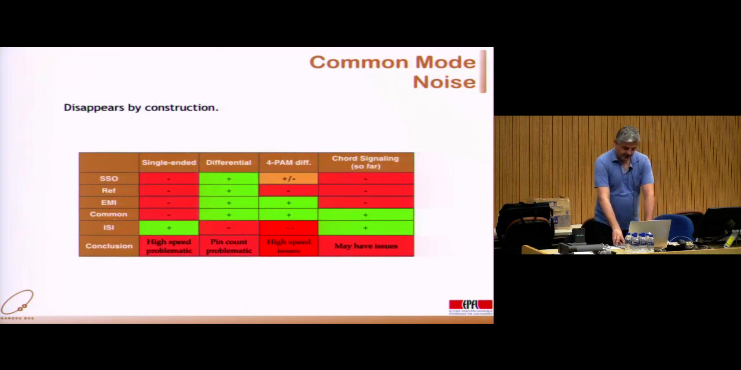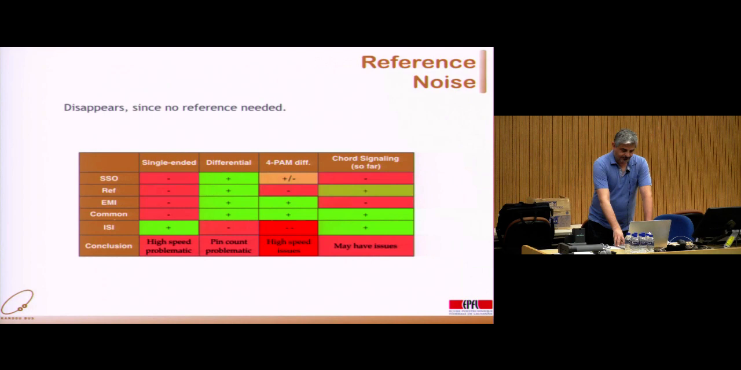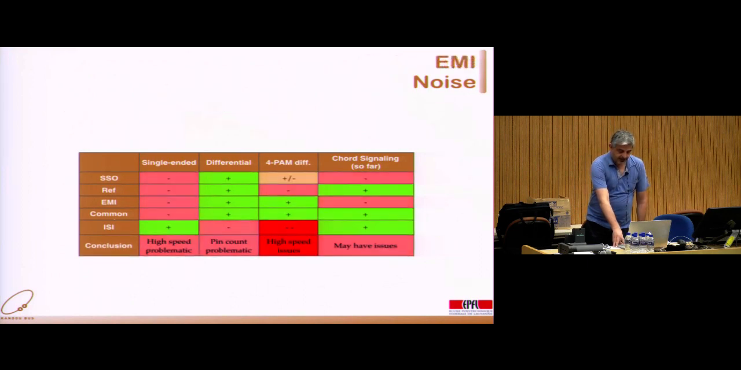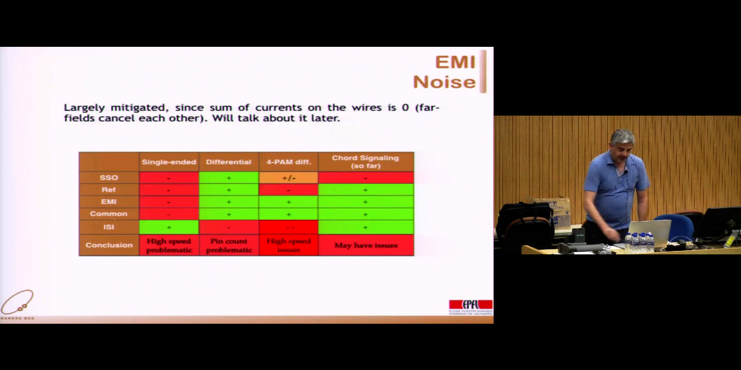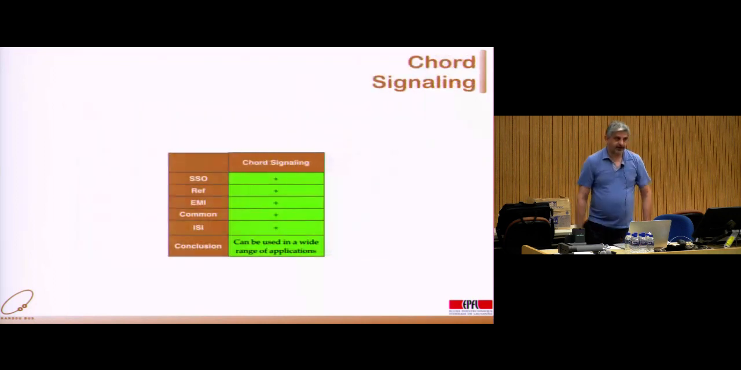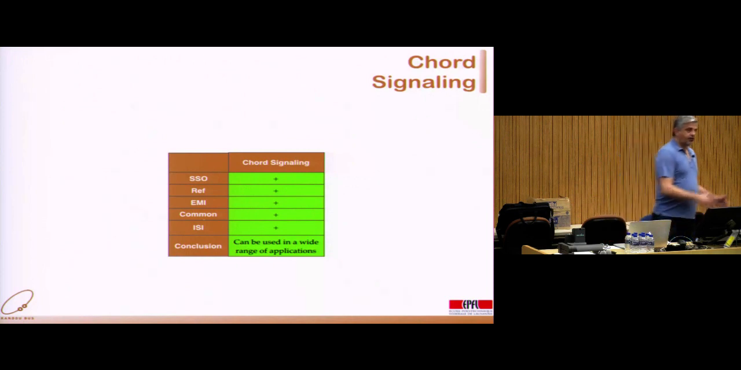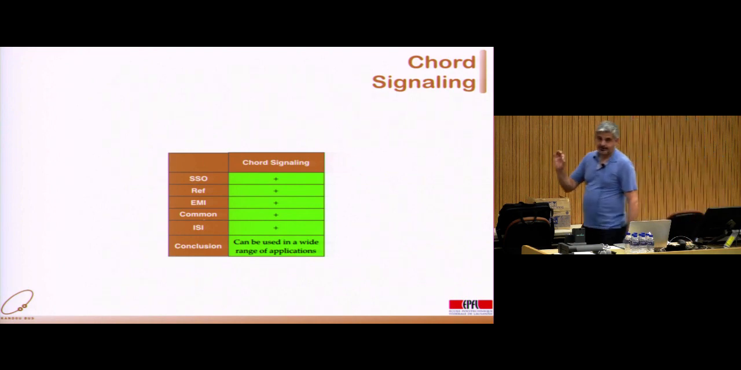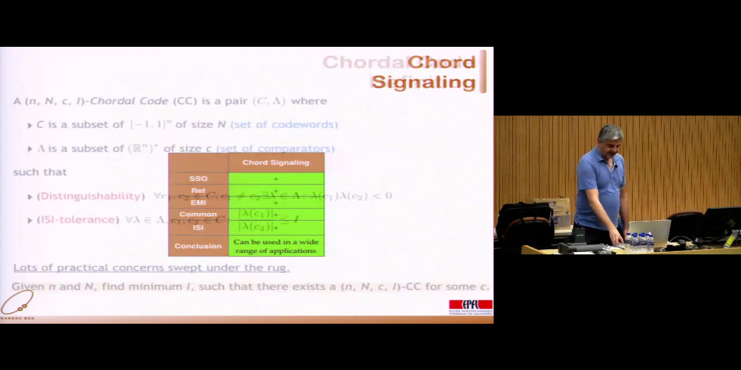Okay, so also the common mode noise disappears by construction because we have central hyperplanes. It turns out that there is no reference noise, by the way, because of the centrality of the hyperplanes. EMI is something I will talk about in a minute. And also SSO disappears, and I didn't talk about it really. But in general, by using this kind of construction, you suddenly have a coding scheme that is resilient to all the noise types by design from the start. And that's a good thing.